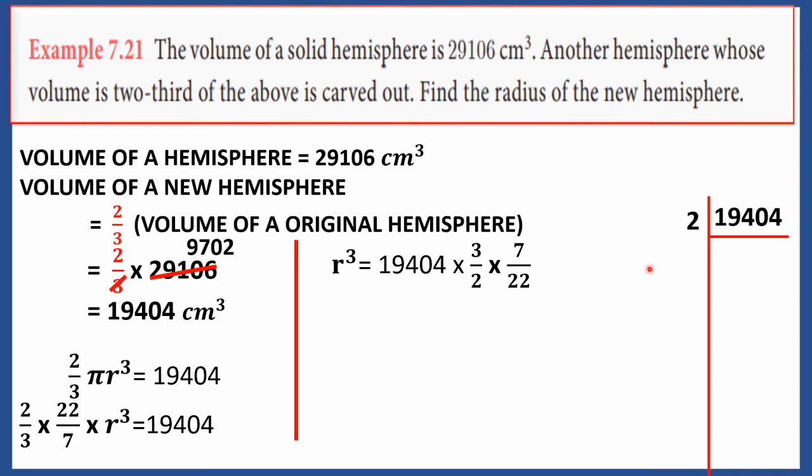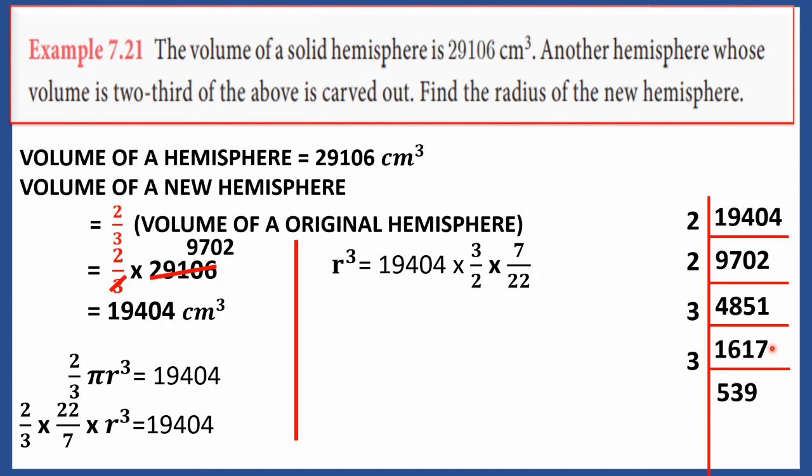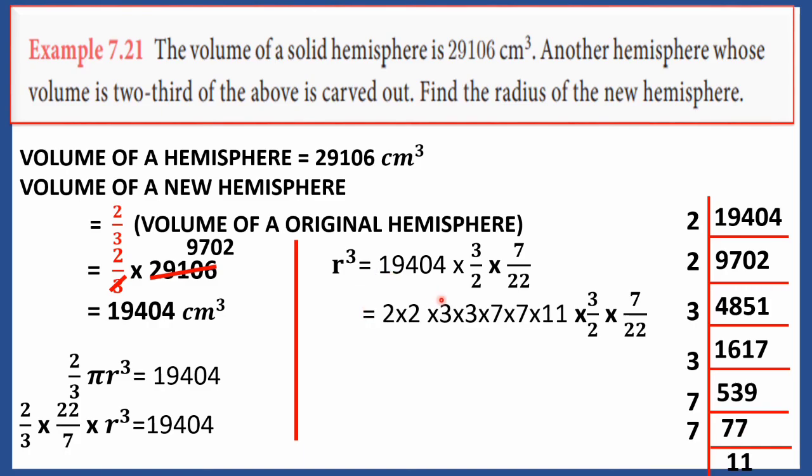Divided by 2 we get 9,702. Again divided by 2 we get 4,851. It's an odd number. Let us try with the third table. 1,617. Again 3. 539. It is not divisible by 3. So let us try the next prime number 7. 77. 77 is divided by 7. We get 7 11s are 77. Replace this number by the prime factors.